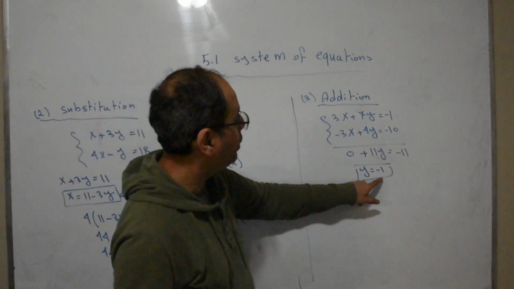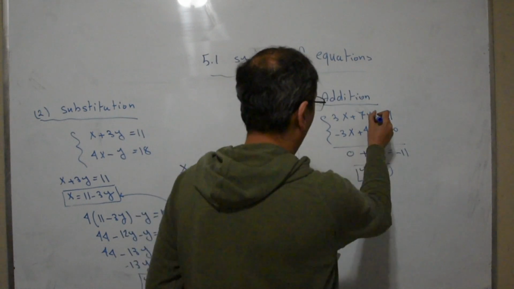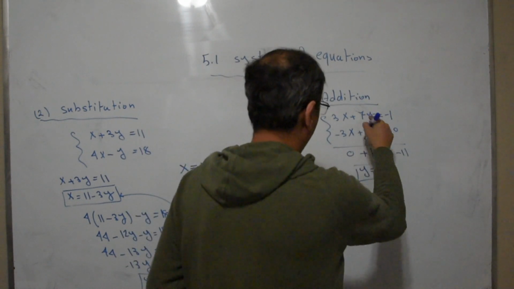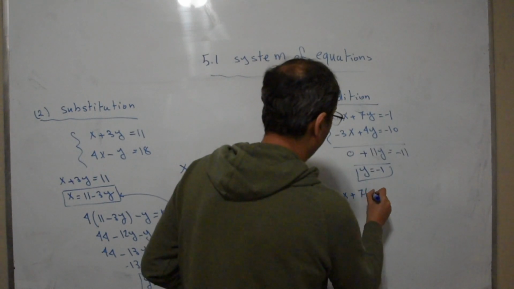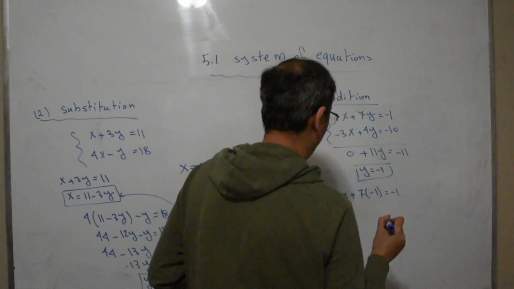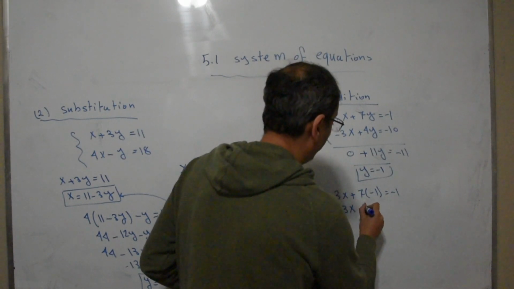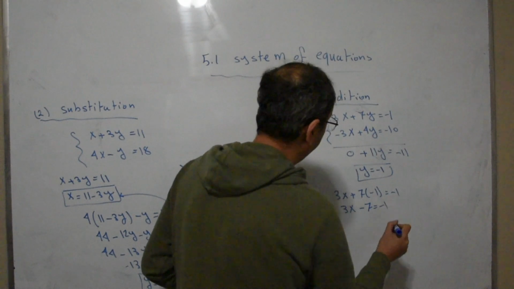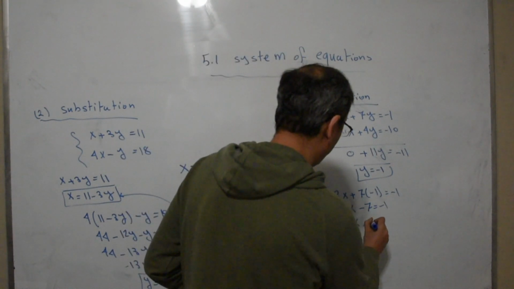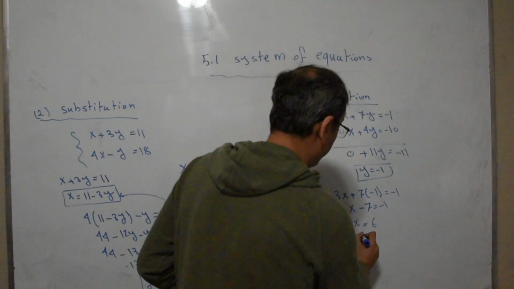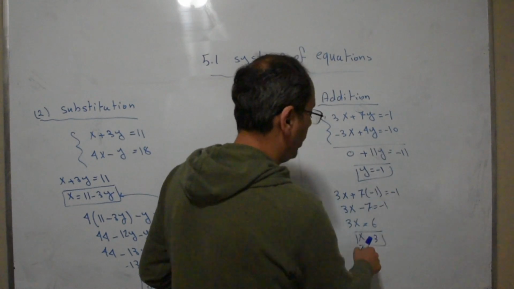Now, you plug negative 1 into either of these two equations. I'm going to plug y equals negative 1 into the first one. So I have 3x plus 7 times negative 1 equals negative 1. So 3x minus 7 equals negative 1. I add 7 to both sides, so 3x equals 6. Then divide by 3, and x equals 2. So now I got y is negative 1 and x is 2.